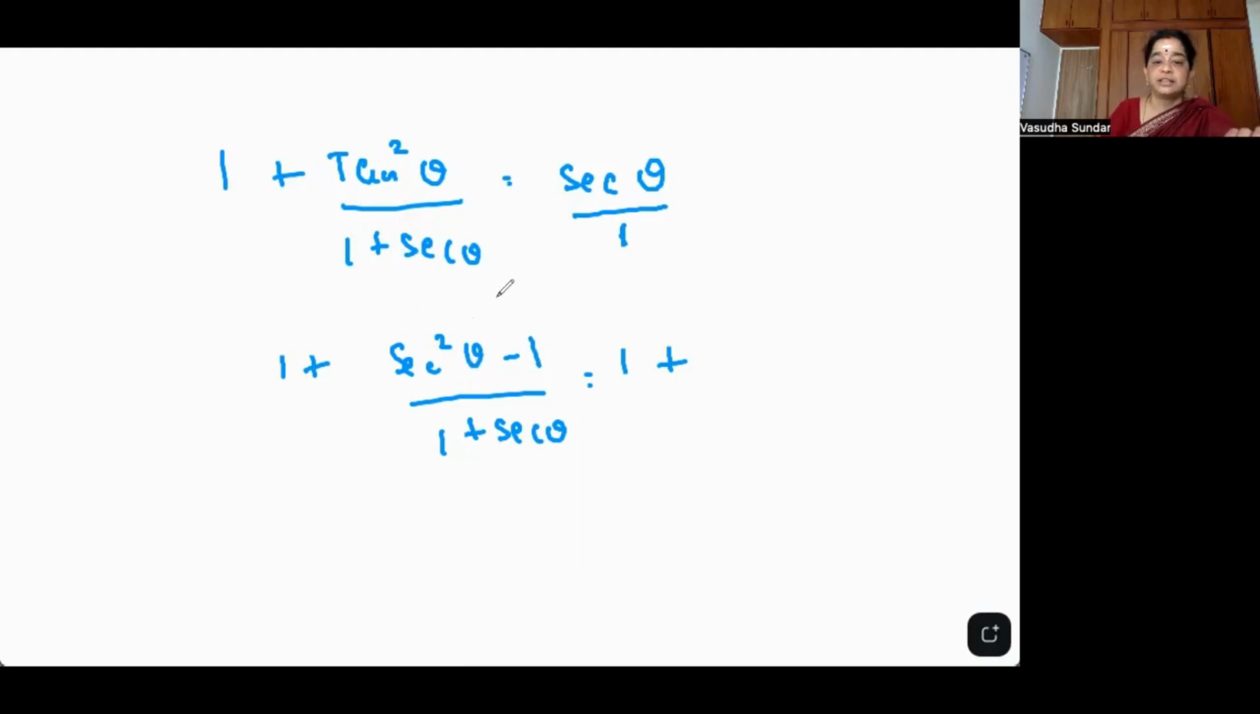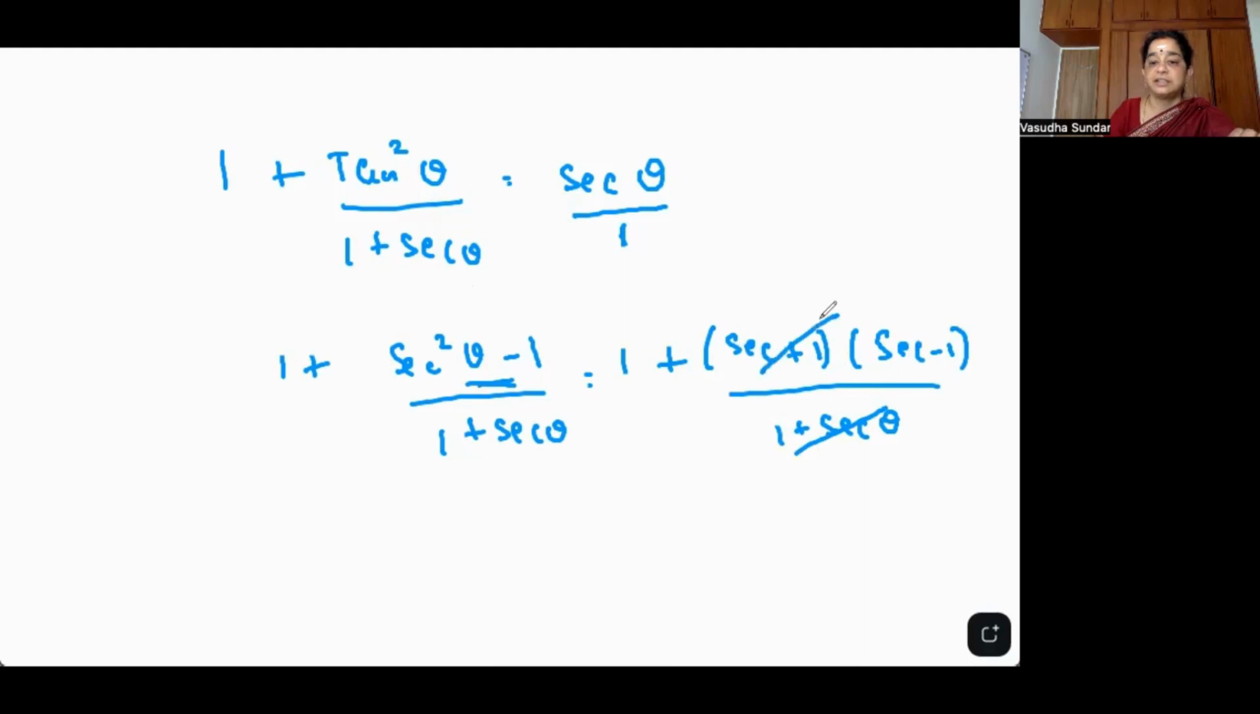So you see that this secant square theta minus 1, I can write it in the form of a plus b into a minus b. That's why I said you have to be thorough with your algebraic identities. So this and this get cancelled. So you get 1 plus secant theta minus 1, 1 goes, you get secant theta, which is the RHS. See, just 2 steps, you will get the solution.